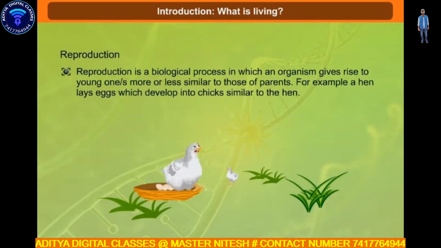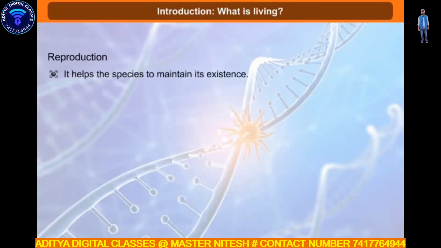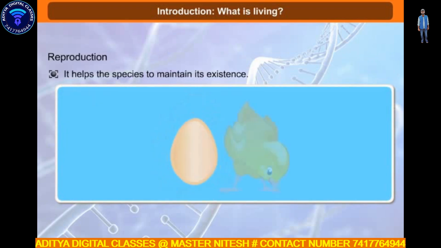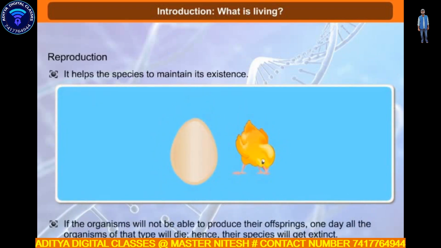Reproduction. Reproduction is a biological process in which an organism gives rise to young one or ones, more or less similar to those of parents. For example, a hen lays eggs which develop into chicks, similar to the hen. It helps the species to maintain its existence. If the organisms will not be able to produce their offsprings, one day all the organisms of that type will die. Hence, their species will get extinct.